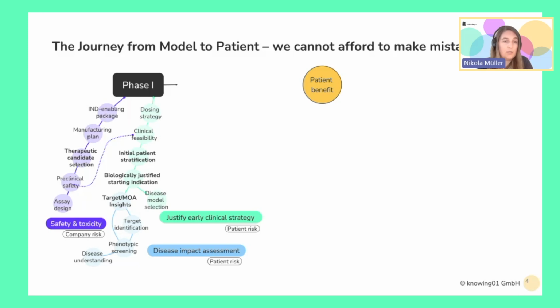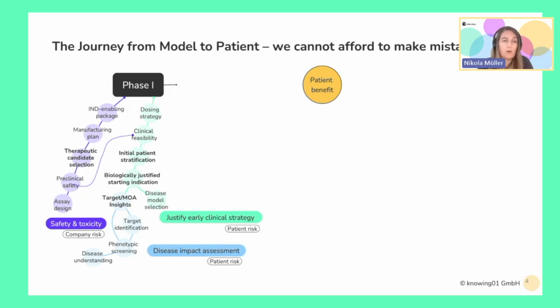Now, of course, for phase 1, you also need justification of the clinical strategy. That involves having an idea of the first indication, or justification of where you start with your indication search and treatment. Disease model selection is part of it, but also an initial idea of which patient to treat, clinical feasibility, and dosing, of course. So again, more steps are involved, but this is a nice summary.